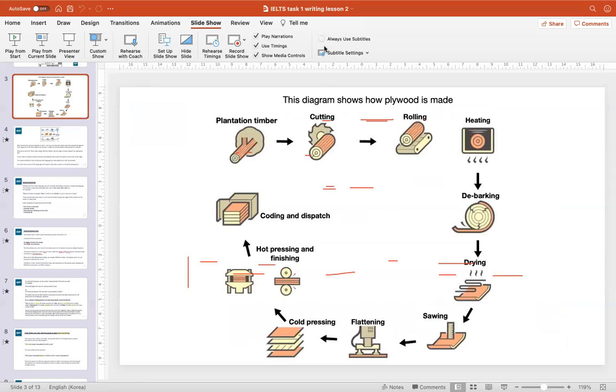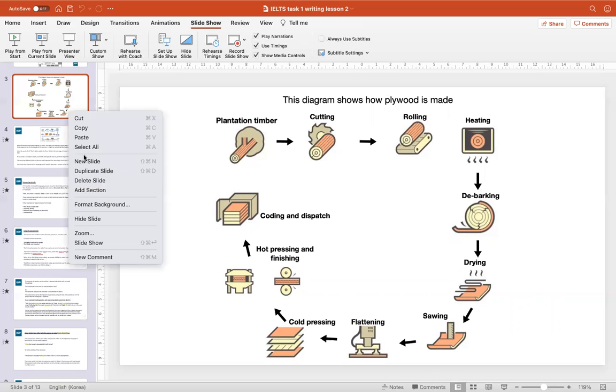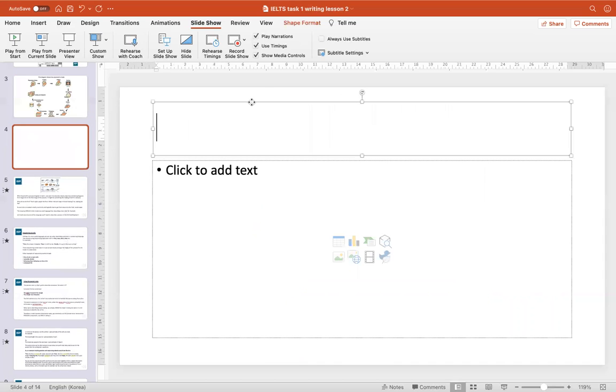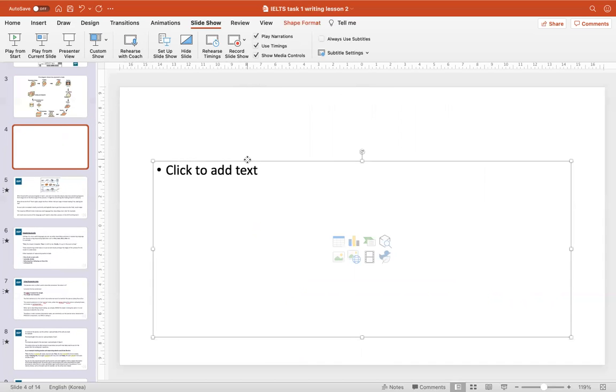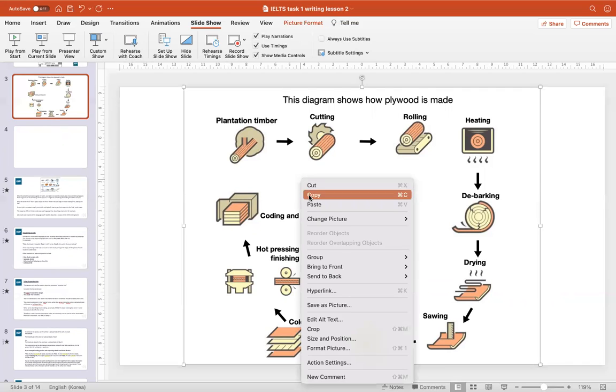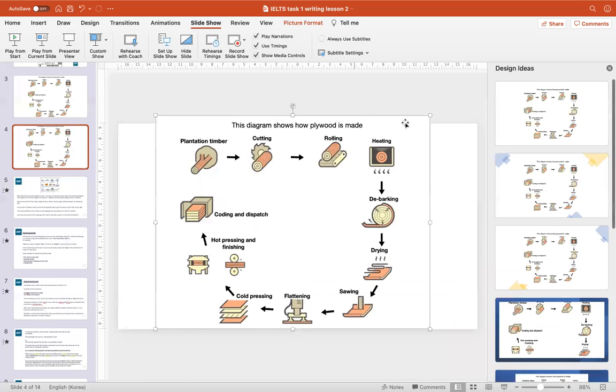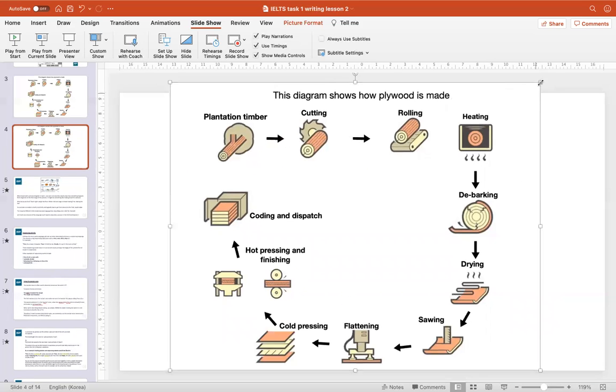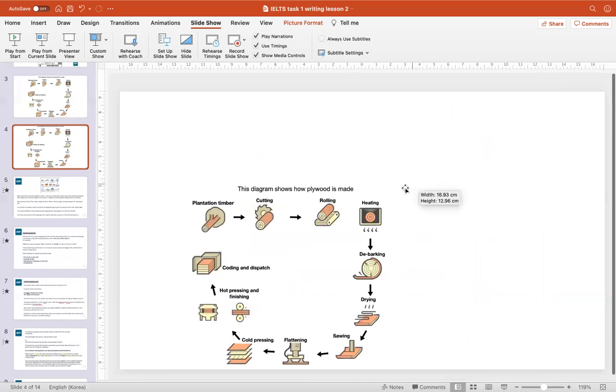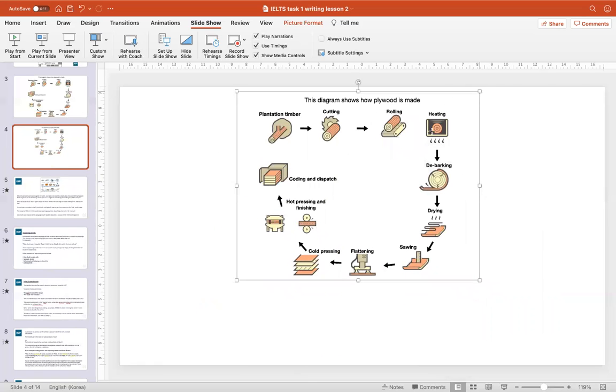Okay, so back to our process. Now, how do we begin? Well, the first thing you need to actually do is explain what the diagram shows. So what does the diagram show? Bear with me. Okay. Processing of wood. Yeah, nice.